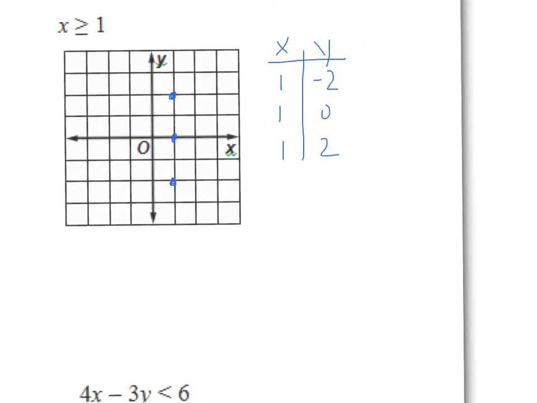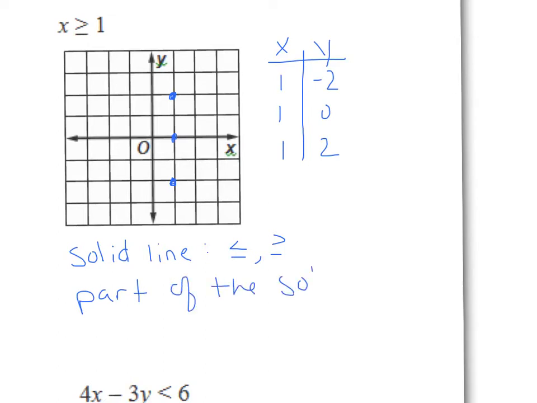Okay? Now, since I have an equal sign right here, that is going to give me a solid line. Okay? Oh, and that's used for less than or equal to, greater than or equal to. Okay? And what the solid lines mean is it's part of the solution. Okay? Now, shading still must go here. I'm going to go ahead and put in my solid line. And I'm still going to have to shade.